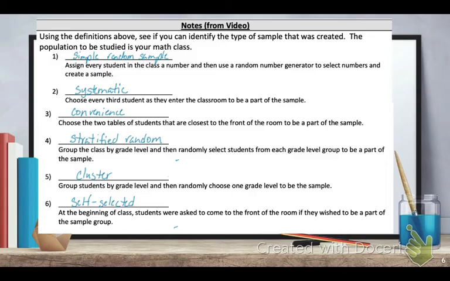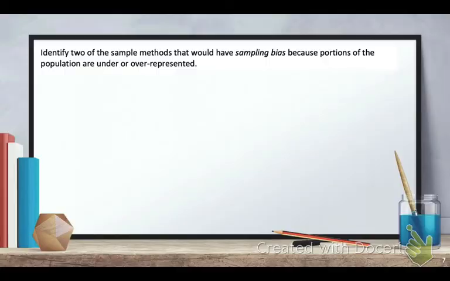These are all identified ways to create sample groups to study a population, but again, not all are equal. Some are better than others. So the simple random sample is best, stratified random is good, and then the others could definitely produce a biased sample group. Now look at those above and identify two of the sample methods that would have a sampling bias because portions of the population are under or overrepresented. So take a minute and just select two of them and then pause the video and then come back and we'll discuss.